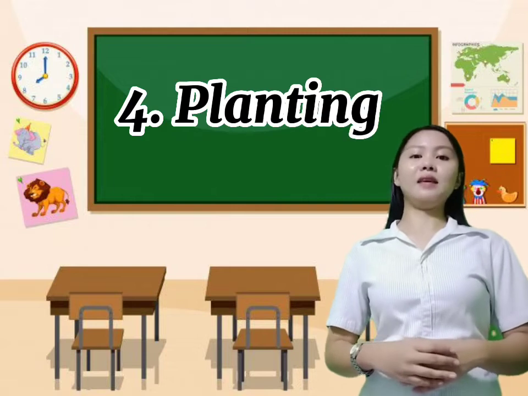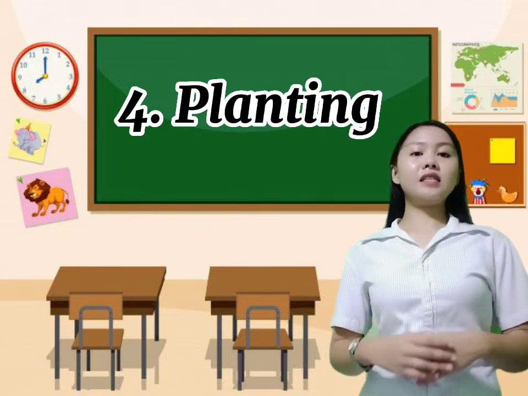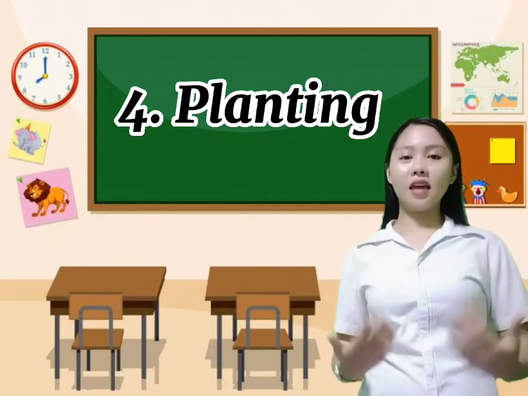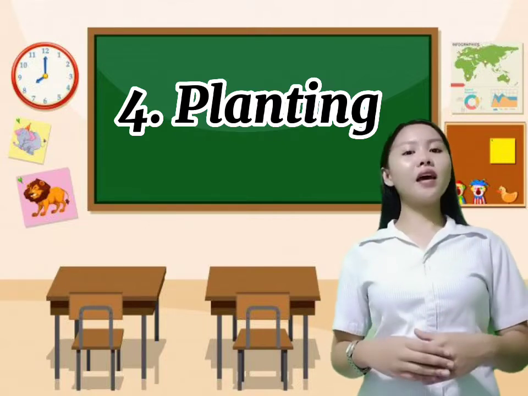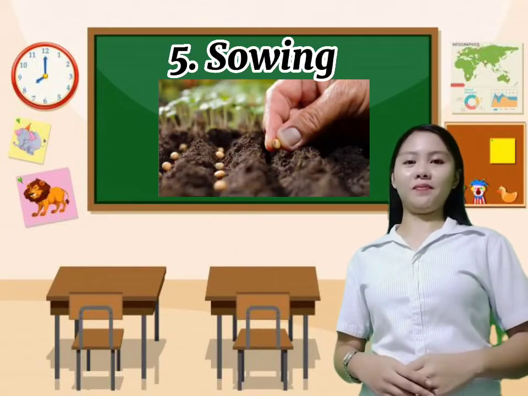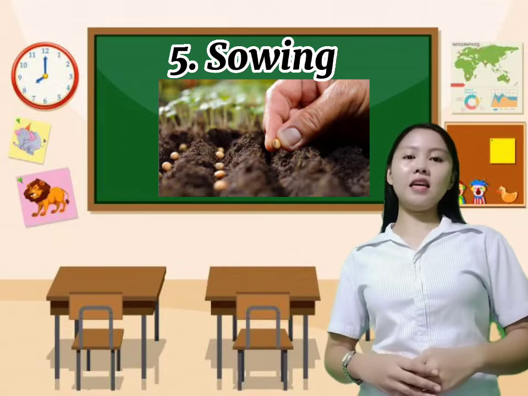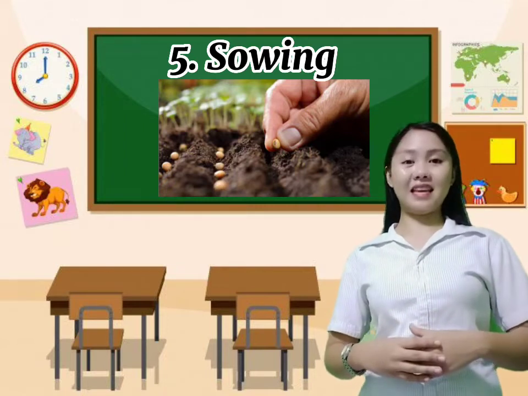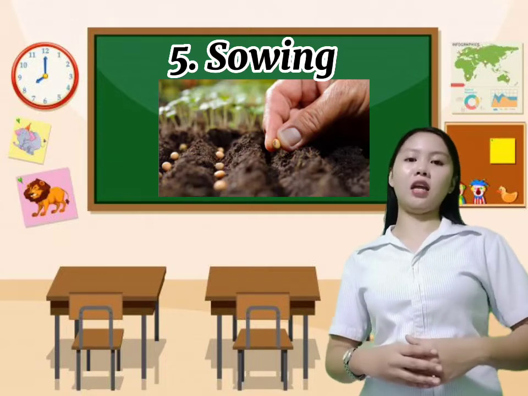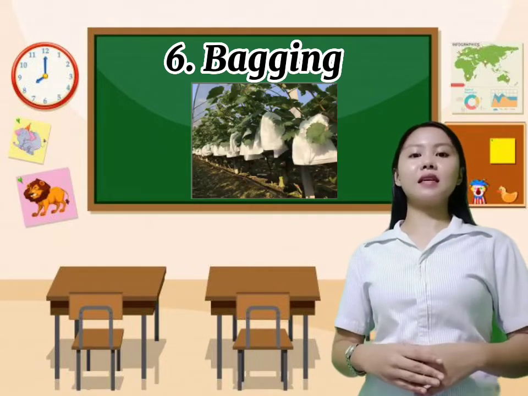Next is the planting. It is the activity of putting plants into the ground or into a container of soil so that they will grow. Fifth is the sowing, or seeding, the art of placing seeds in the soil to have good germination in the field. Sixth is the bagging.